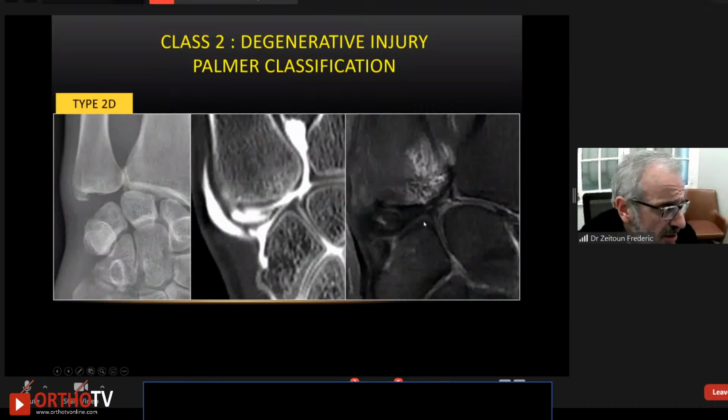Another one, here class 2D lesion with perforation of the articular disc, little tear on the lunotriquetral ligaments, chondropathy of the ulnar head with bone edema here. And you can also notice that there is a ulnar positive variance.